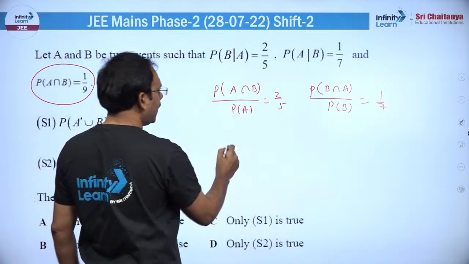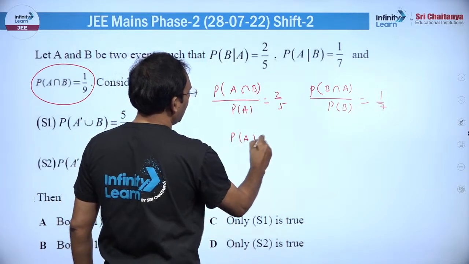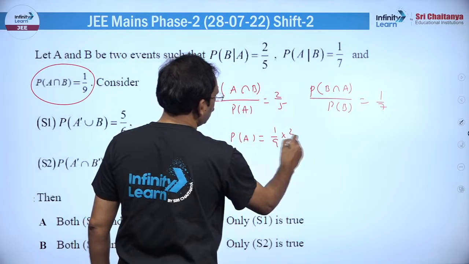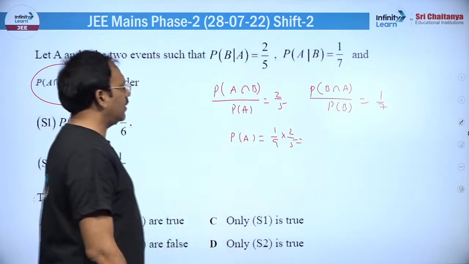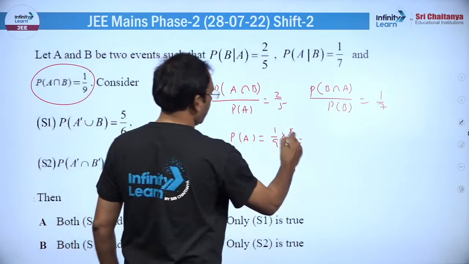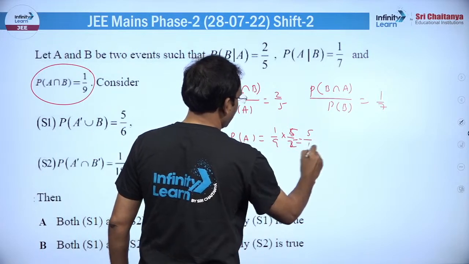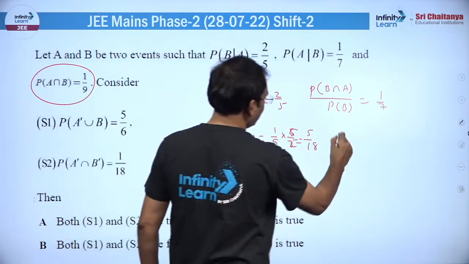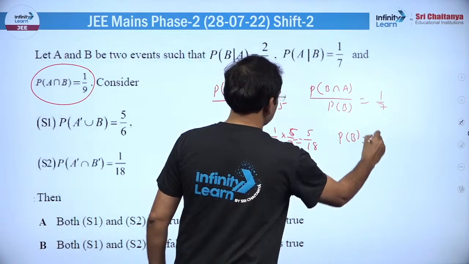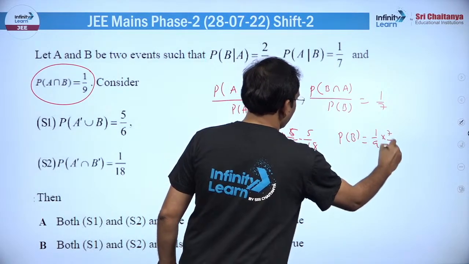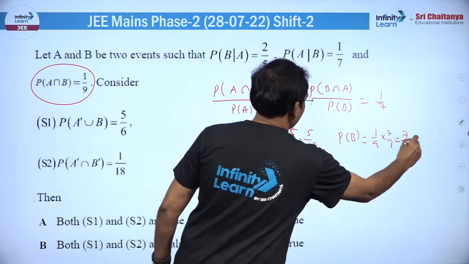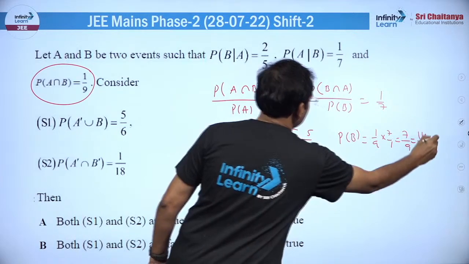If this is 1 by 9, my dear friends, P of A is nothing but 1 by 9 into 5 by 2, which is 5 by 18. Similarly, P of B is equal to 1 by 9 into 7 by 1, which is 7 by 9, which is, I can say, 14 by 18.